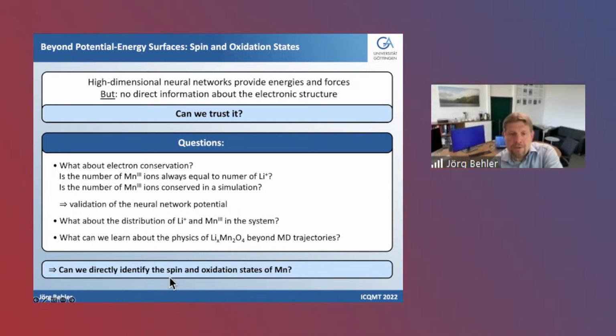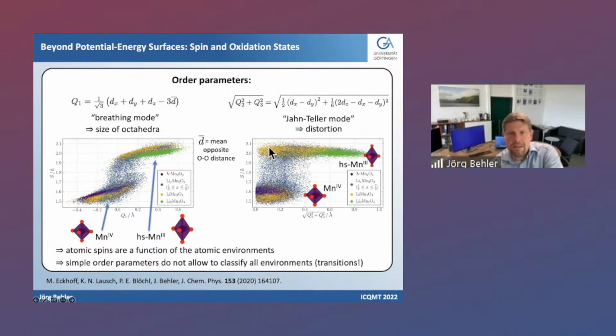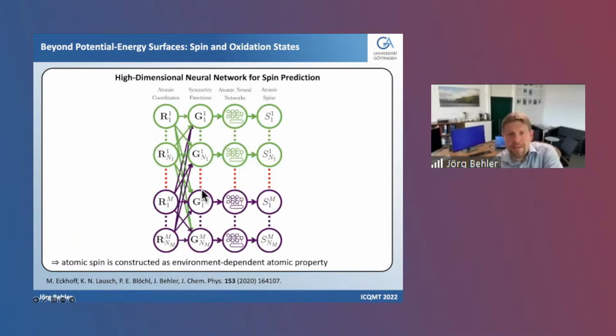So the question is, can we directly identify spin and oxidation states here? And in principle, this is possible. Here are two simple order parameters, the breathing mode and the Jahn-Teller mode. And if we look at all our atomic environments, we see that for both of these descriptors, we split all our manganese atomic environments into two groups. And this made us confident that this can also be done with the machine learning approach, by modifying our neural network, so that atomic spins are predicted as a function of the environment.